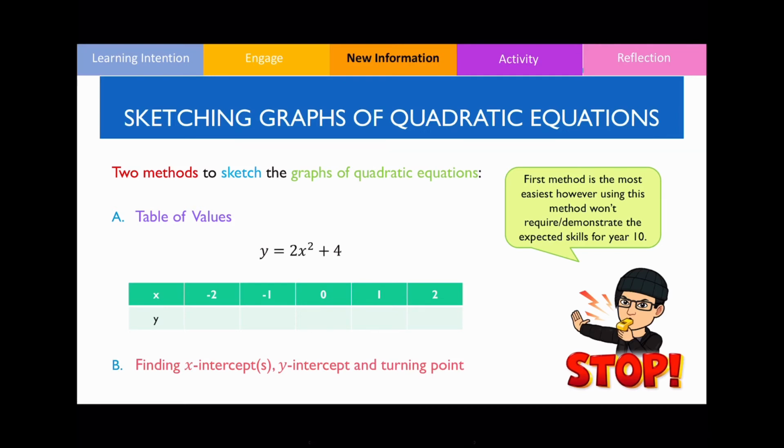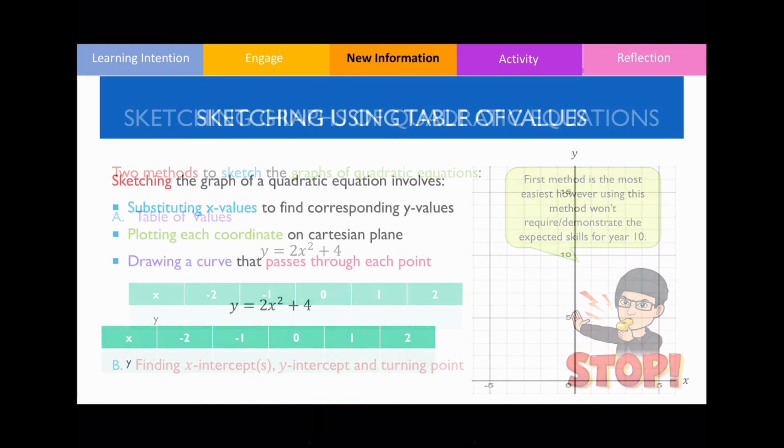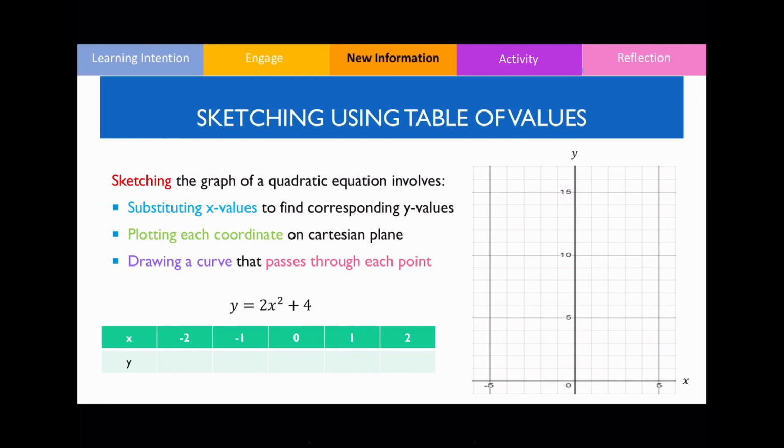However, I want you guys to keep in mind that the very first method is the easiest method because it just relies on substitution. However, you're not actually demonstrating the expected skills of a year 10 student, okay? As a result, most of the questions that you're going to encounter later in this course won't ask you to graph it using the first method. Instead, they're going to get you to algebraically solve for it by finding the x-intercepts, the y-intercepts, as well as the turning point. Let's now look at a couple of examples of how you can sketch a quadratic equation using a table of values.